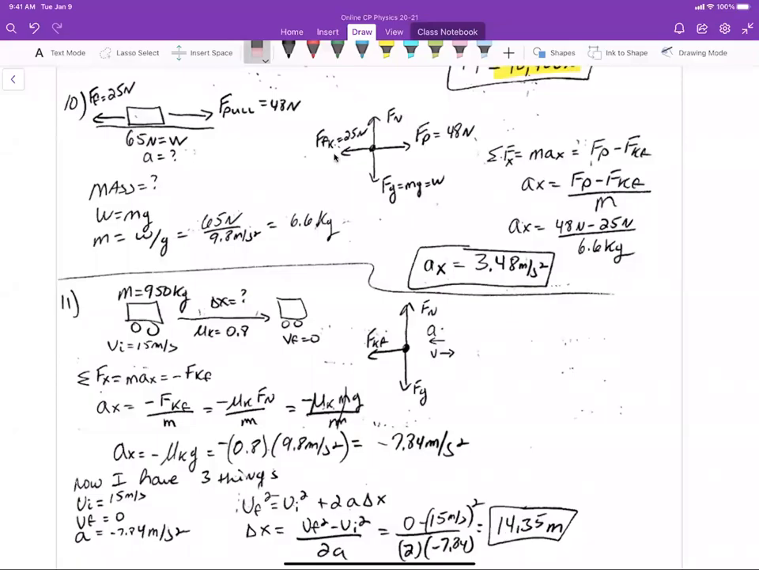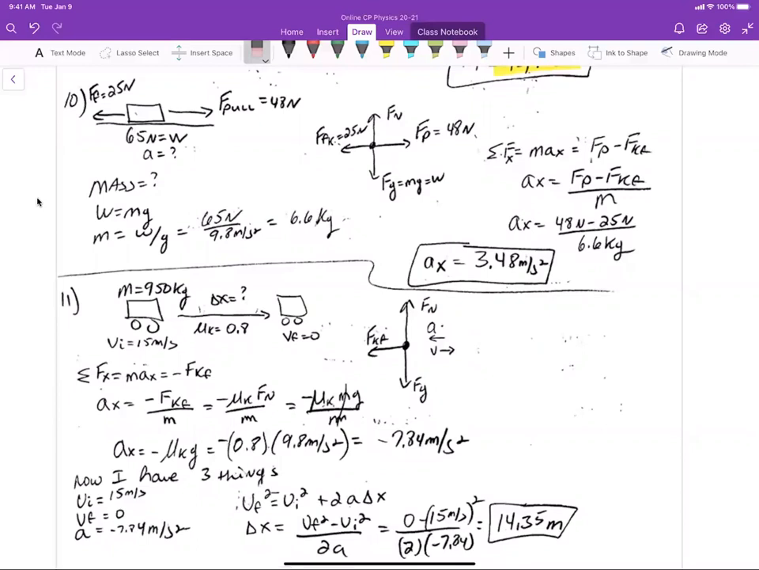Right, this is numbers 10 through 16. These have to do with friction and some spring problems. So here we go.